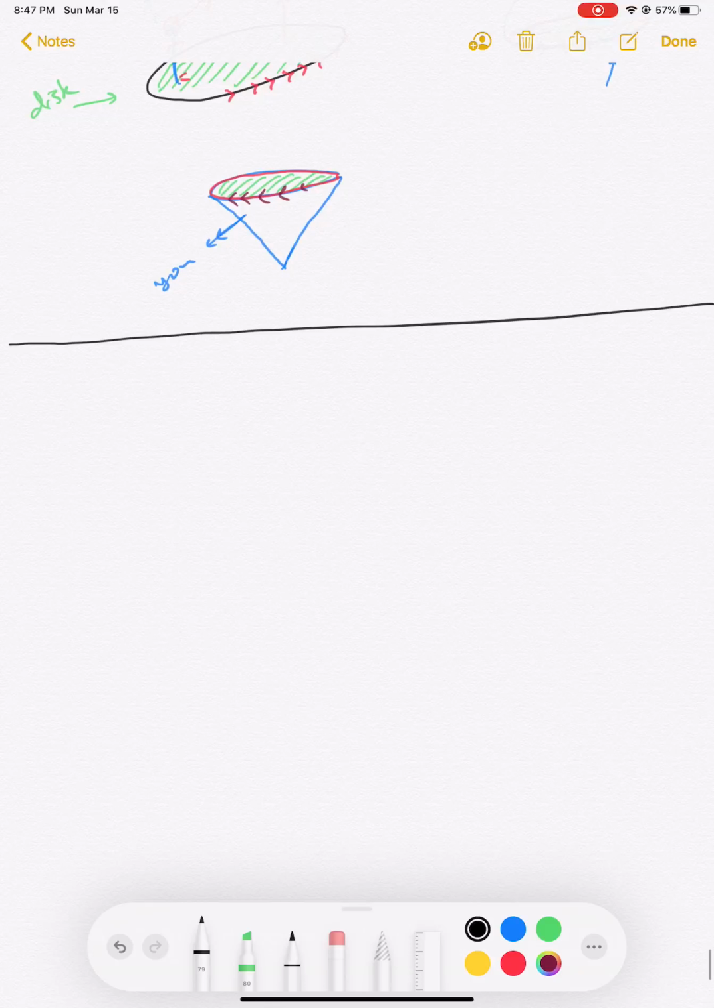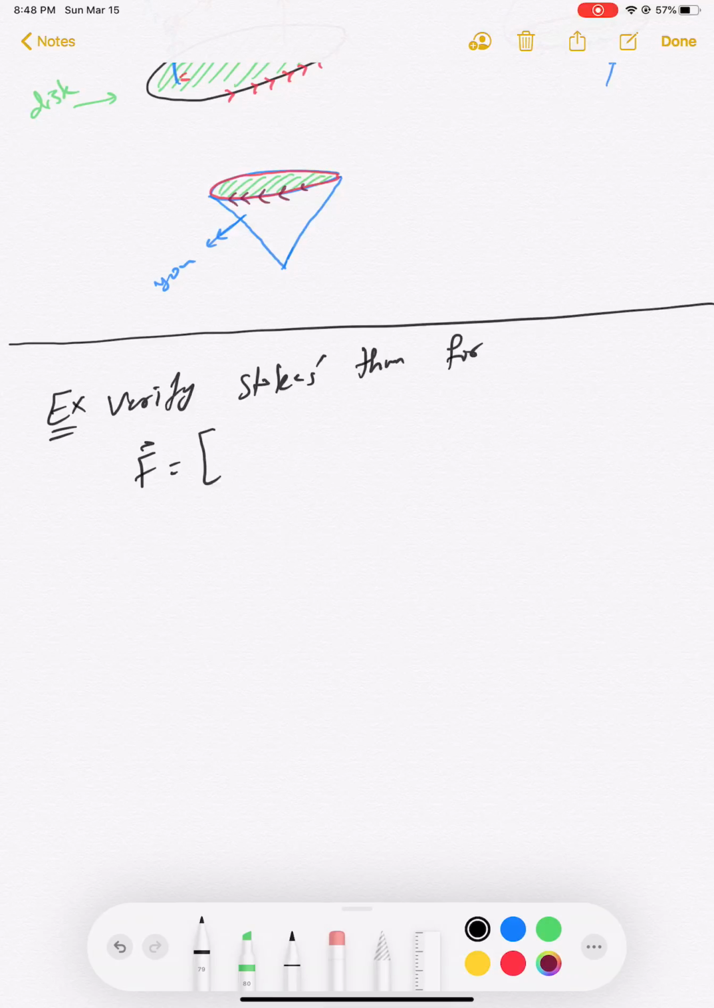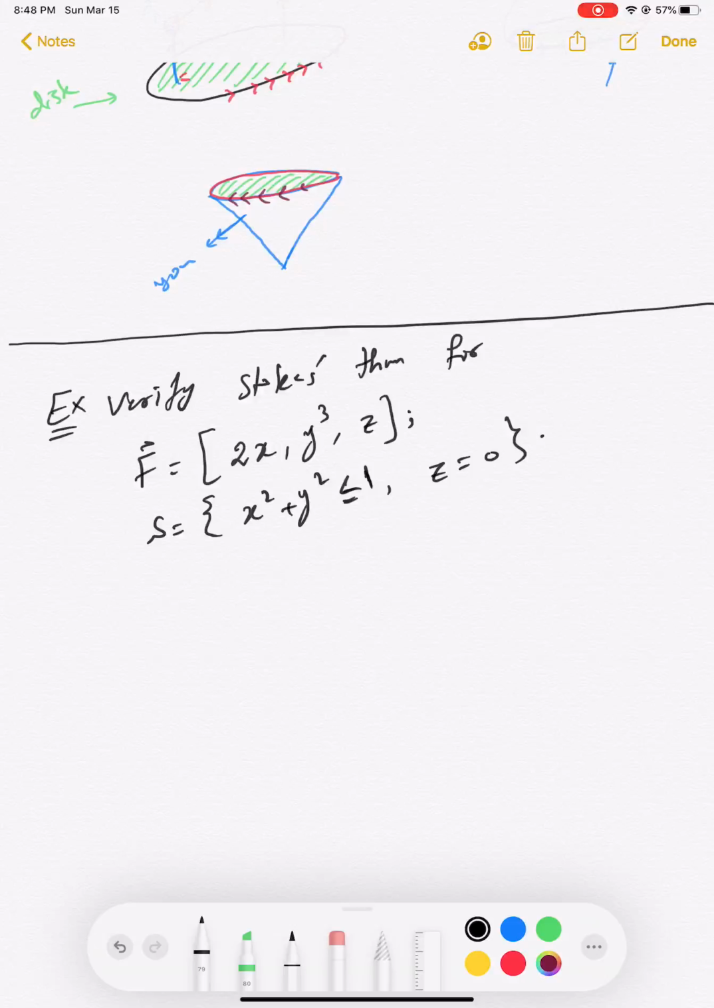So I like to start now one example. For example, I would like to say verify Stokes theorem for the function f that's, for example, equal to 2xy^3z, and for S equals all points such that x squared plus y squared is less than or equal to 1, and for example z is equal to 0.